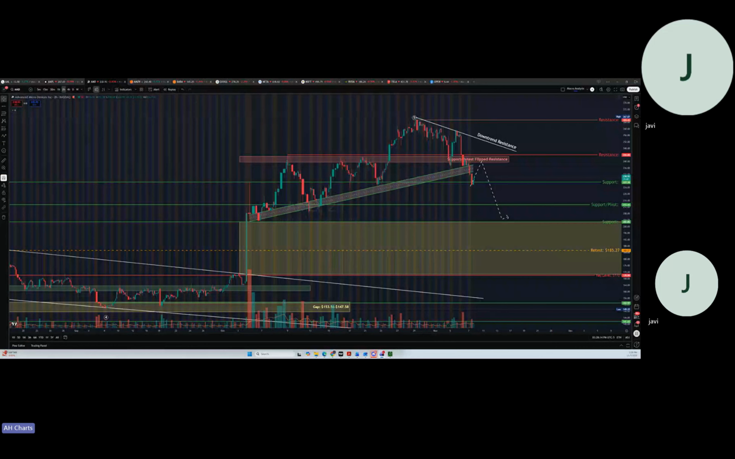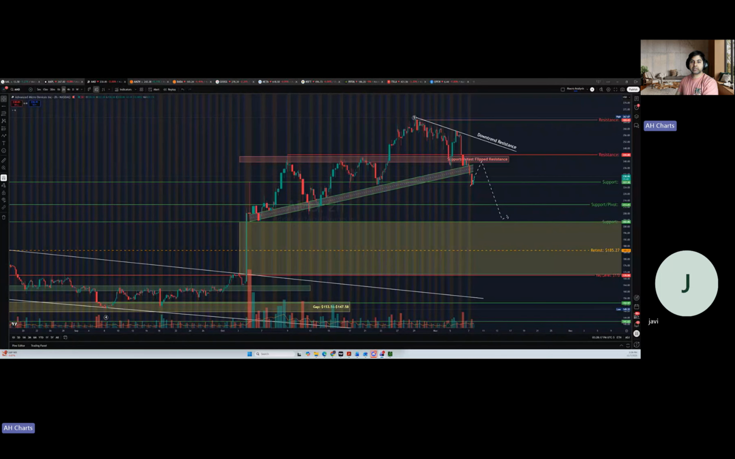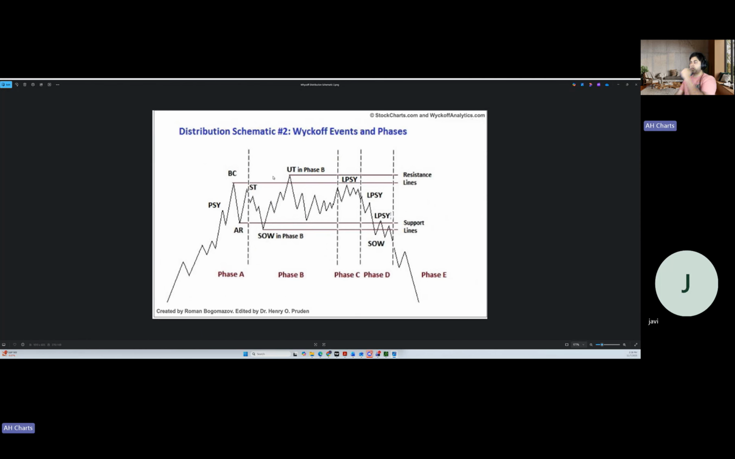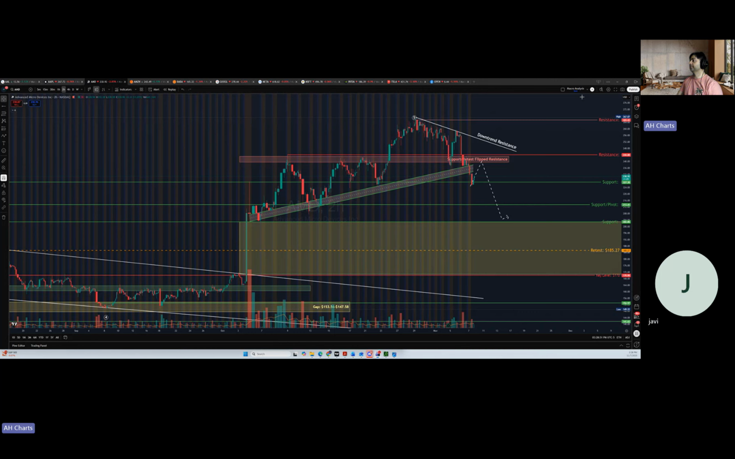Let's look at the Wyckoff schematics. In a Wyckoff schematic, you'll see UT or UTAD. UT means upthrust, and the D means distribution. UTAD, upthrust after distribution. That's what it means. So it means when you move up, look at the volume at the bottom here.